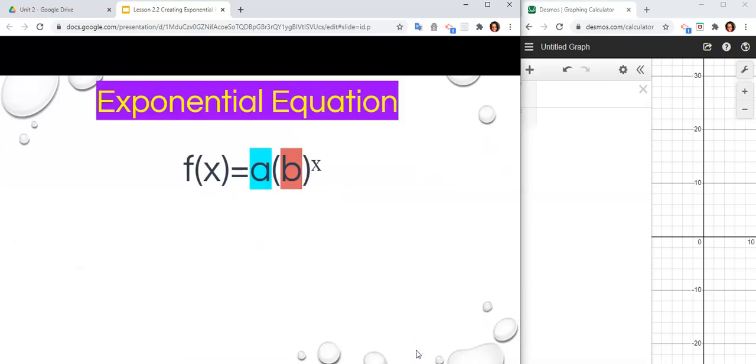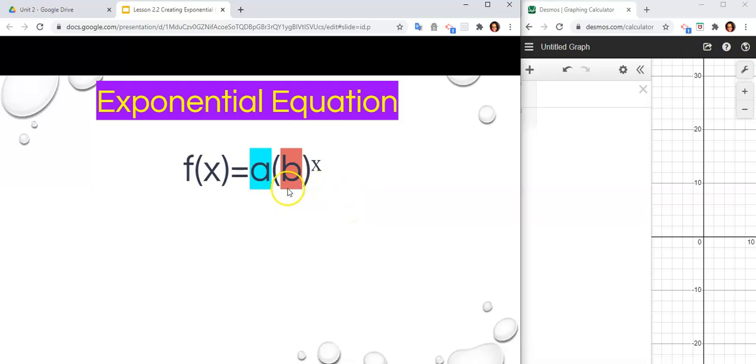So yesterday we looked at the exponential equation, and we understand that a or b cannot be 0. We also understand that these types of equations, because x is acting as an exponent, create a curve-shaped figure. Sometimes that curve-shaped figure can increase and sometimes it can decrease, which we call either a growth or a decay.